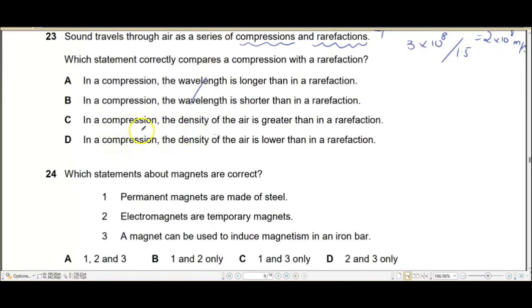And we know that in a compression, we define compression as an area which is denser because the air particles, air molecules are compressed over here. Whereas in rarefaction, they are easily scattered. So we know that in a compression, the particles of air are packed together. So if they are packed together, the density is obviously going to be greater than in the rarefaction. You can see this is a compression and this is a rarefaction. So C is going to be our correct option for this.